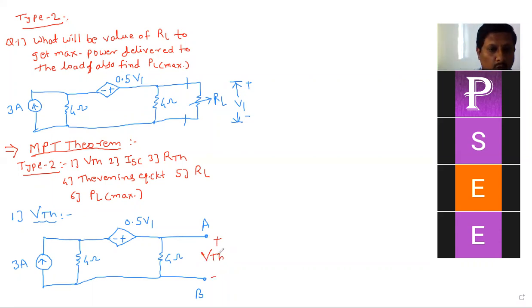Now who will tell, if here V1 becomes VTH, then what will be the modification at this point? Whether it remains V1 or it should be VTH. Yes, VTH. Since the voltage across RL was V1 and RL is removed, the voltage across it is now VTH. If it changes here, it should change here too. So this becomes VTH. Many students keep 0.5 V1 here and VTH there, so they get confused. Unnecessarily 2 unknowns will remain.